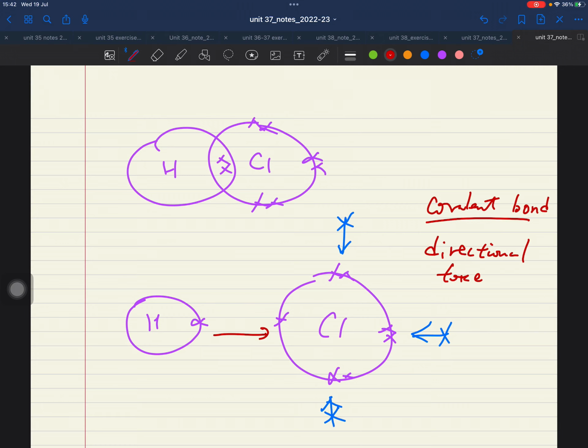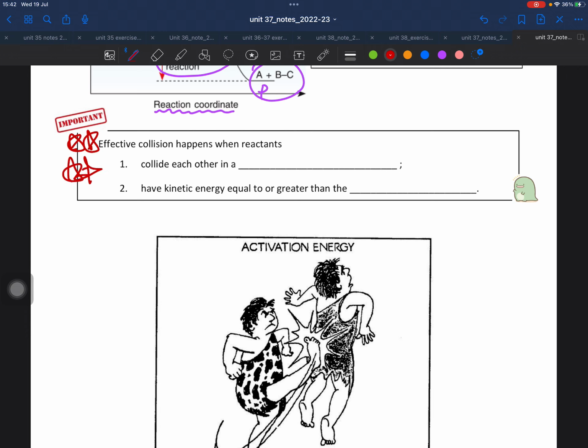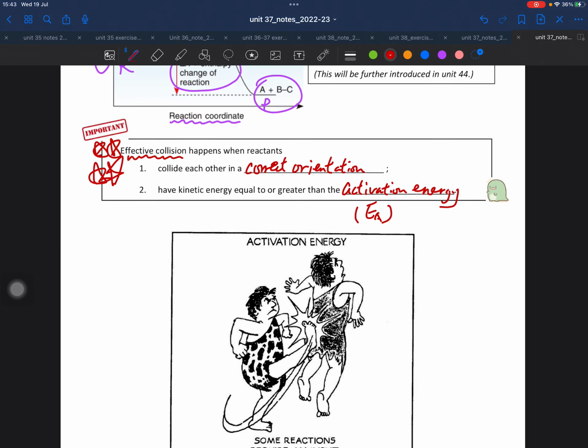So let us write it down. For the effective collision, they should fulfill two criteria. First, they have kinetic energy greater than or equal to the activation energy, we call EA. The second one is they should collide with each other in a correct orientation. All these 2 points will result in an effective collision.